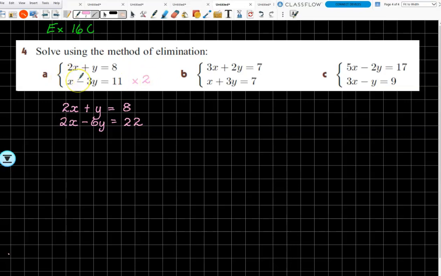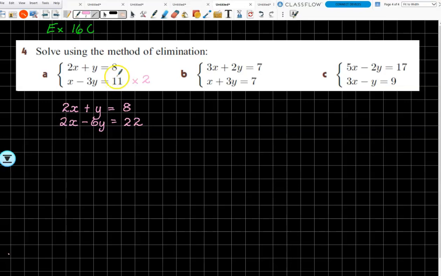So we're going to times this by 2. We're eliminating the x's. So leave a line. We write the first equation. Even though we haven't touched it, we rewrite it. Now we times all of this by 2. 2x minus 6y equals 22. Anyone want to have a guess of what sometimes the most common mistake is?